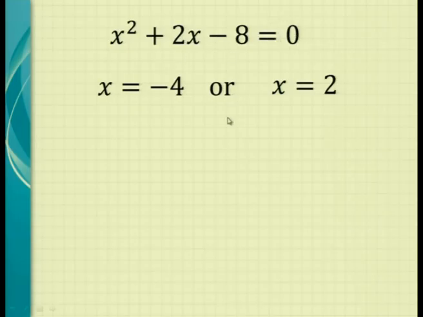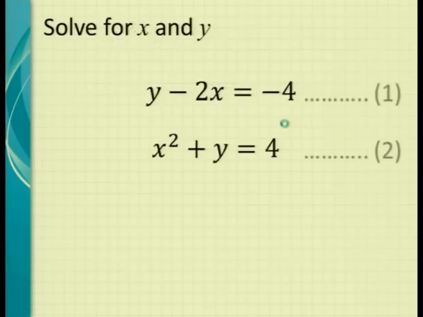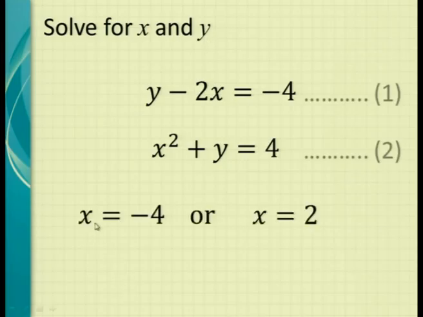So this graph will actually go through the x-axis at 2 points, minus 4 and 2. Is this the answer? No, this is not the answer. Why not? Because it said solve for x and y. What did we solve? We found two values for x. We said, okay, we've got an x is minus 4, or we've got an x equals to 2. What do we need to do? We need to now go and substitute these values for x.